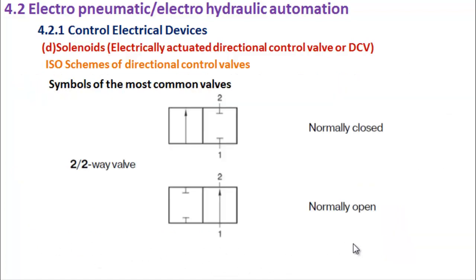Okay, now let us look at some of the common symbols that we have studied. Suppose here you can see how many ports are there. There are 2 ports, correct? This is one port and this is another port. And how many positions are there? Because there are 2 squares, we are having 2 positions.